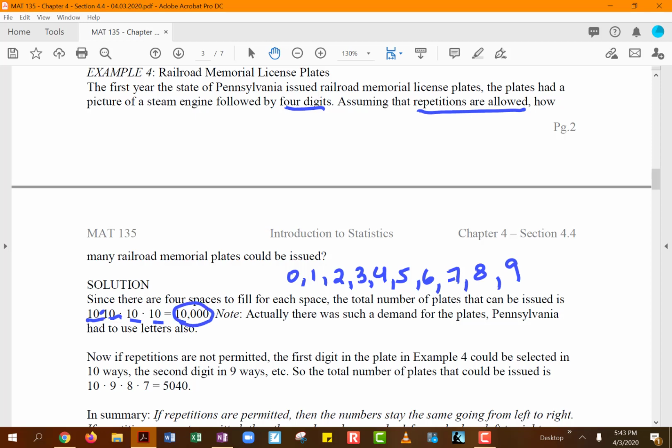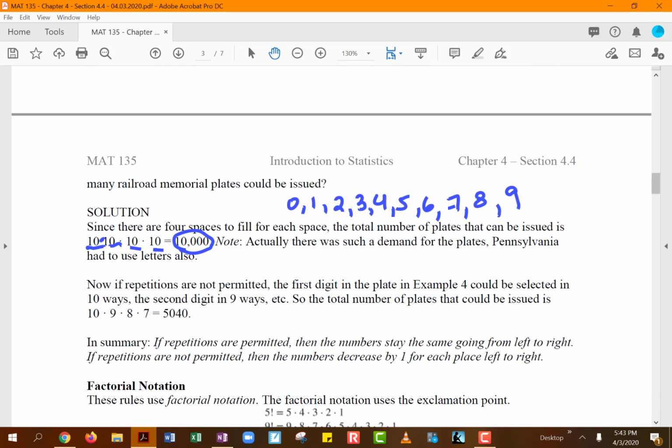a total of 10,000 possibilities. And just a little note, they are saying that these plates were in such a high demand that basically Pennsylvania had to start bringing letters in so they could increase the number of possibilities. Okay, so this gave you 10,000 different options if we allowed repetitions in our numbers, in our digits, right?